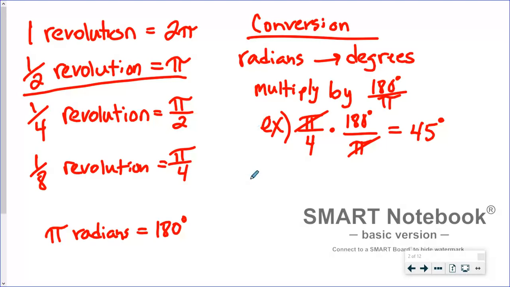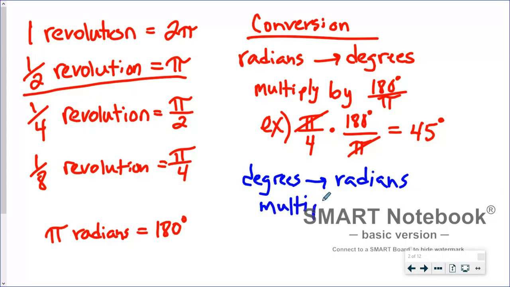Now if we want to talk about degrees to radians, all we have to do is multiply by pi over 180. Really all you have to remember is whatever you're trying to get to goes on top. If you're trying to get to degrees, degrees goes on top. If you're trying to get to radians, radians goes on top.